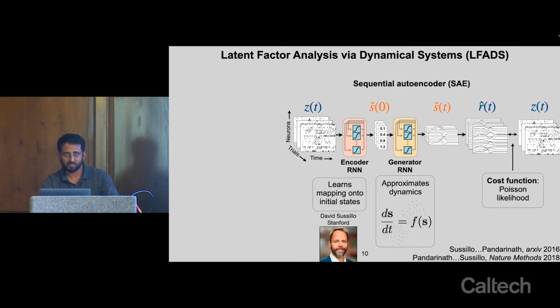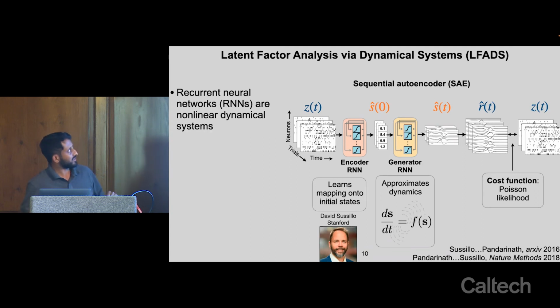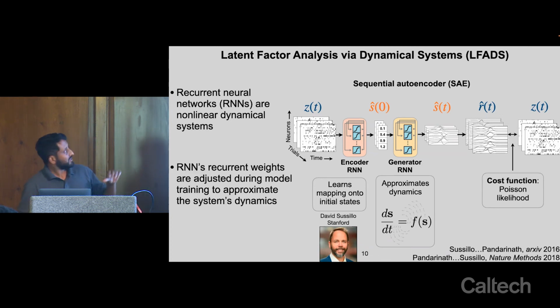Make sense? Okay, so some quick connections to what we've been talking about all day. We've been talking about dynamical systems, and you learned about them with Anne as well. Recurrent neural networks are themselves nonlinear dynamical systems. That's why they're a good thing to use for this problem of approximating dynamics. And the RNN's recurrent weights are adjusted during model training to approximate the system's dynamics.